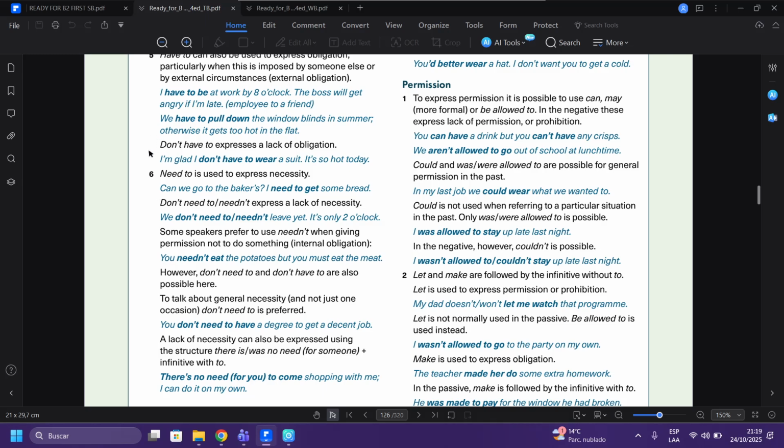Then we have don't have to, which expresses a lack of obligation. For example, I'm glad I don't have to wear a suit because it is too hot today.